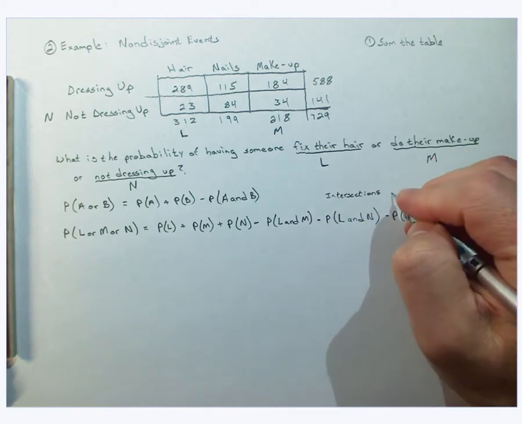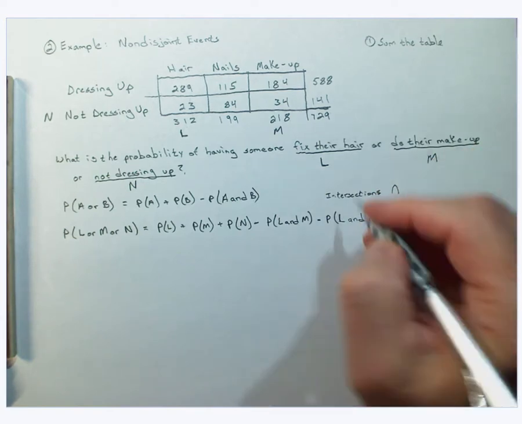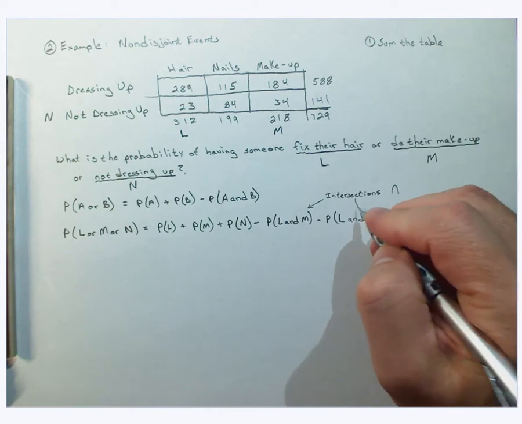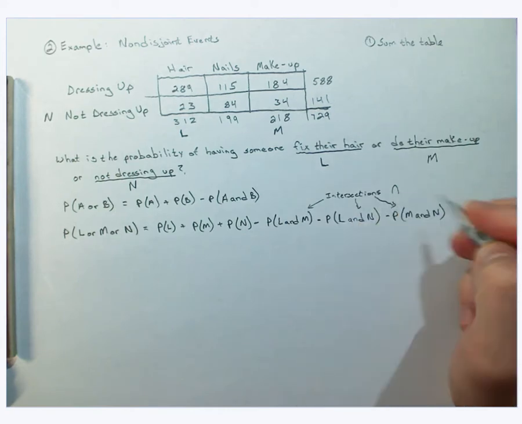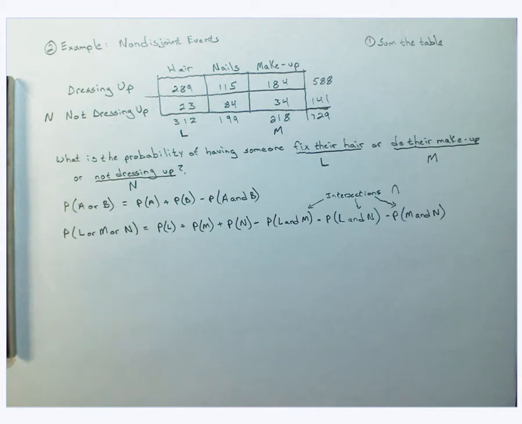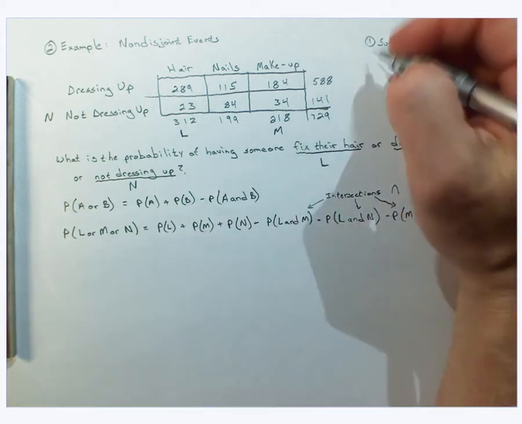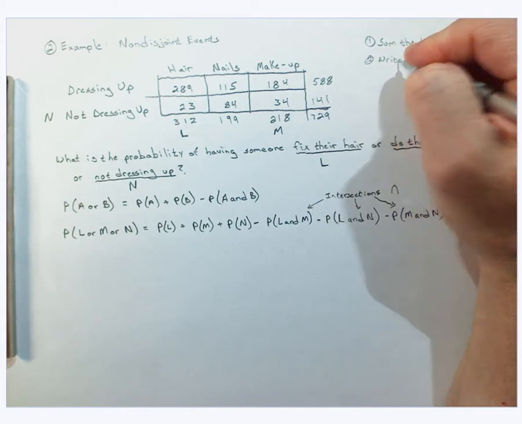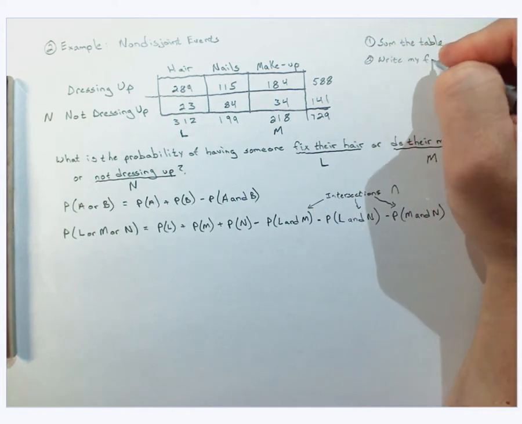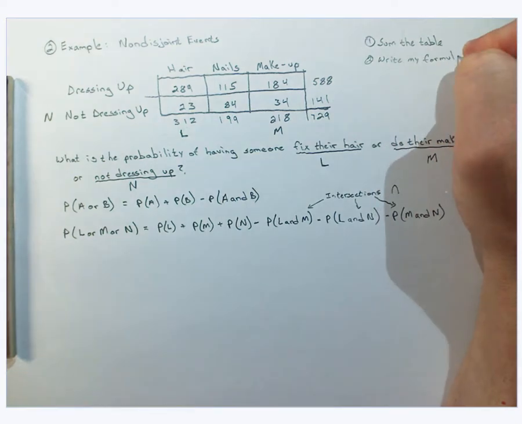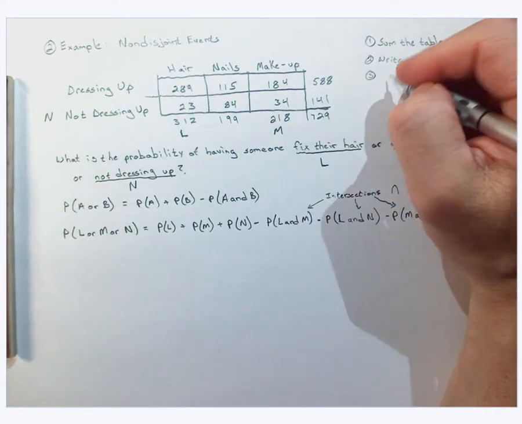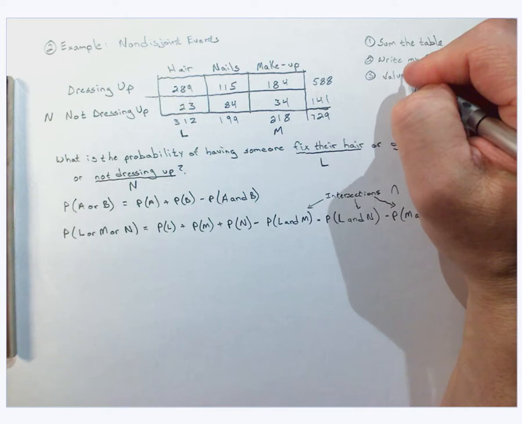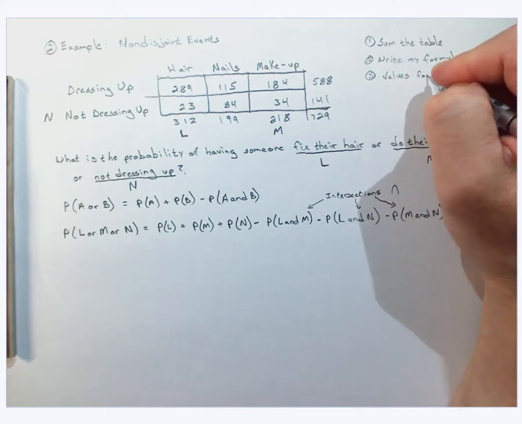The symbol for intersection is that upside down U. Forgive my penmanship and my squiggly lines and writing crooked. Now, the first thing I did was sum the table. Second, write my formula. Third, find values for my formula.